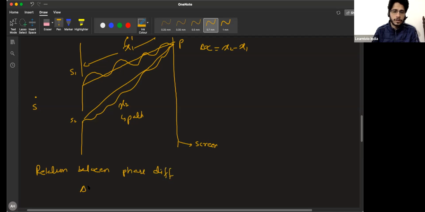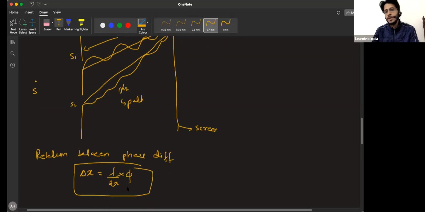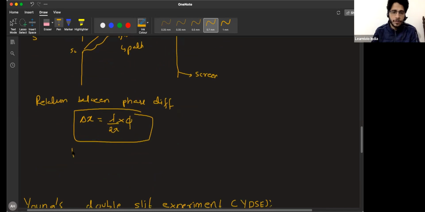So it's a simple relation. Delta x is lambda over 2 pi into phi. That is the relation between phase difference and path difference. Lambda is the wavelength of light, phi is the phase difference, and your delta x is the path difference.